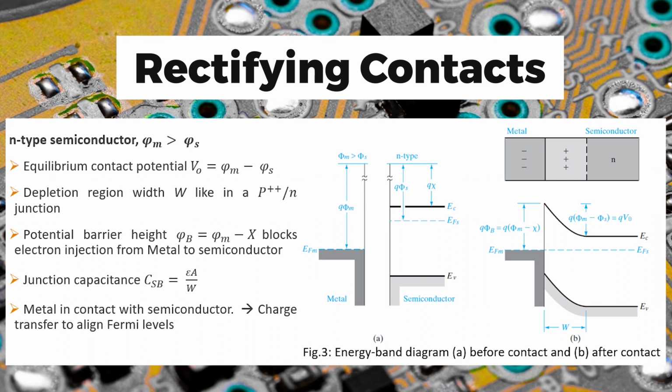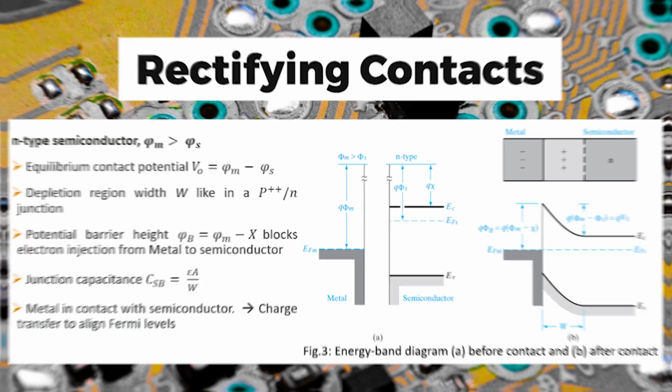So, for the condition to form a rectifying contact with an n-type semiconductor, the work function of the metal should be greater than the work function of the semiconductor, and the equilibrium contact potential is the difference between the work function of the metal and the work function of the semiconductor. In this case, the junction capacitance is given as epsilon A by W. This is also represented as CSB.